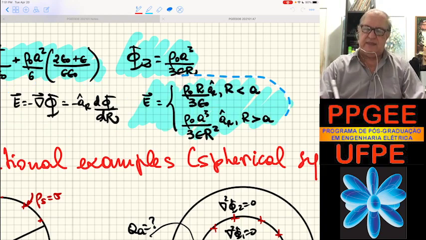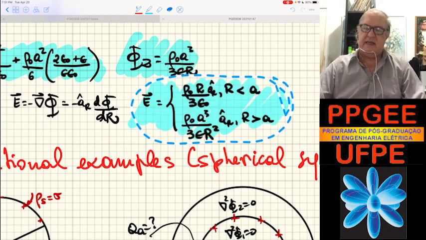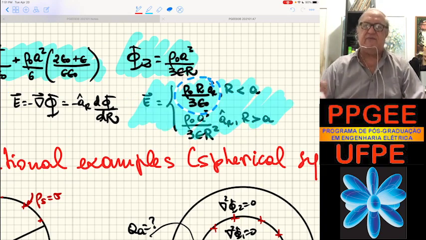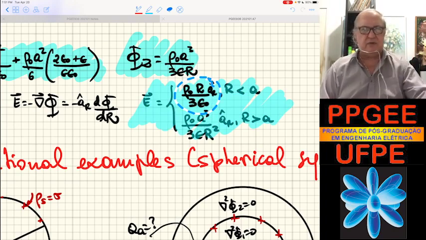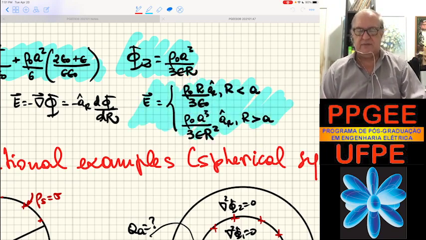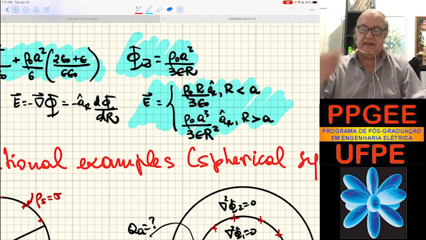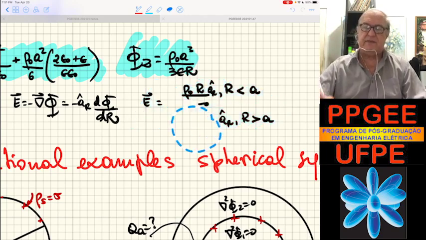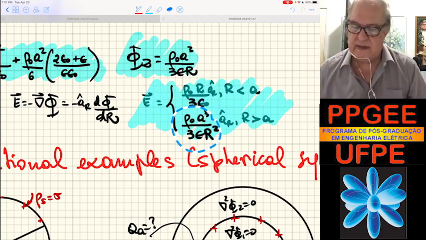So that's the solution. Inside is a linear function. We already showed that before using Gauss's law and superposition, which is the integral solution directly to the field. Now we are showing a differential equation, another method, right? And outside, the field drops as 1 over r squared, as expected.